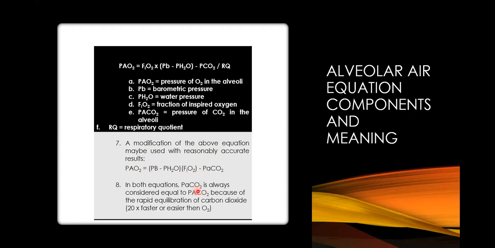In both ways, though, the P little a CO2 is always considered to be equal to the P big A CO2 because of the rapid equilibration of carbon dioxide, because carbon dioxide diffuses 20 times faster than oxygen. So that's important. It's 20 times faster.